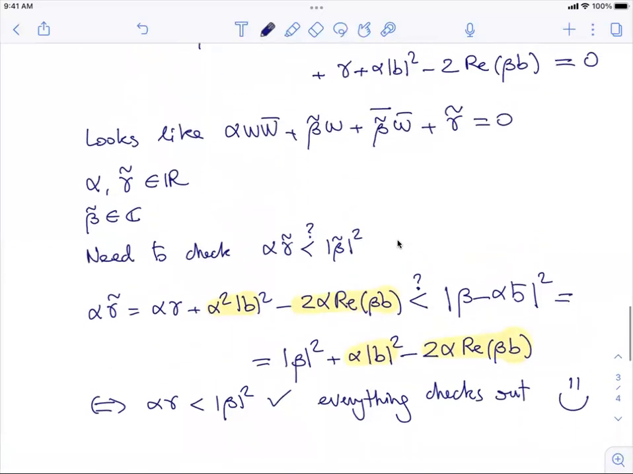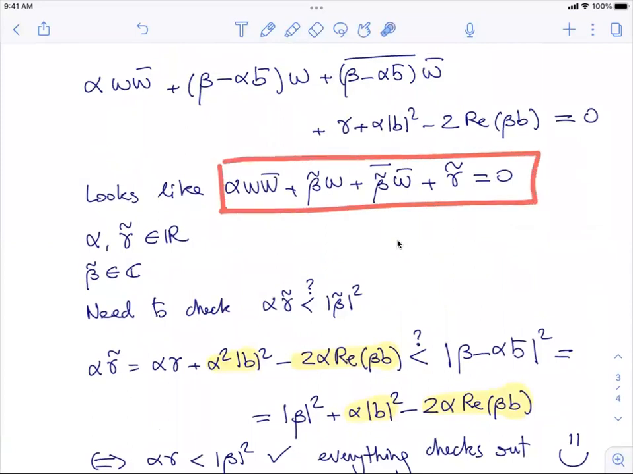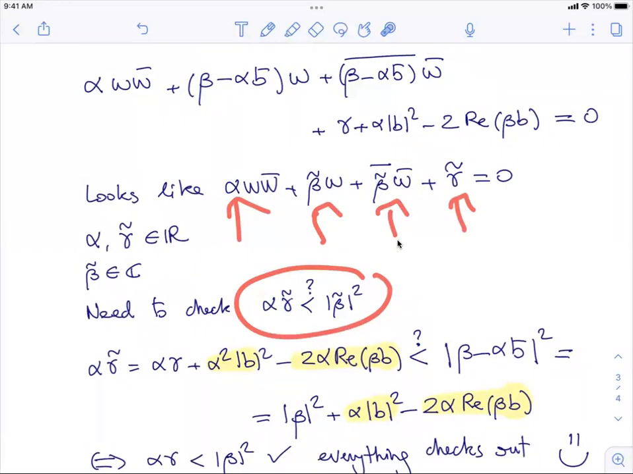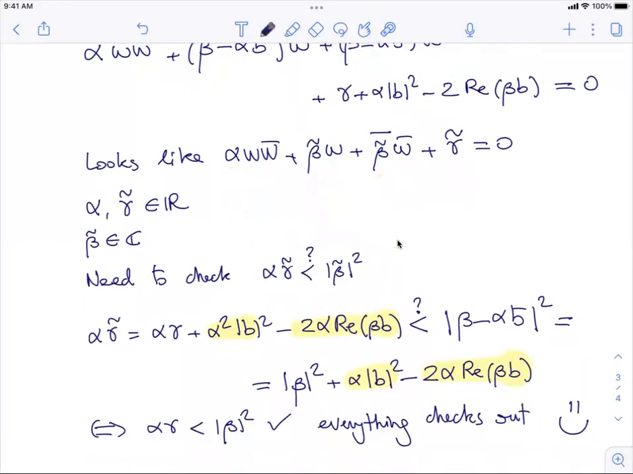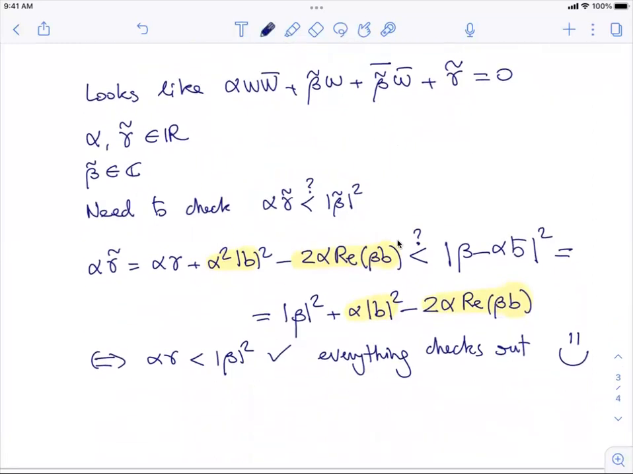Remember, there are two parts to this type of proof. First, we need to see that the transform W satisfies an equation of the correct type: alpha W W bar plus a number times W plus the conjugate of the number times W bar plus another real number. And then we need to check that the coefficients satisfy the appropriate relation, by hand, referring to what we already found. Let's look at the other two properties. They are easier, actually.